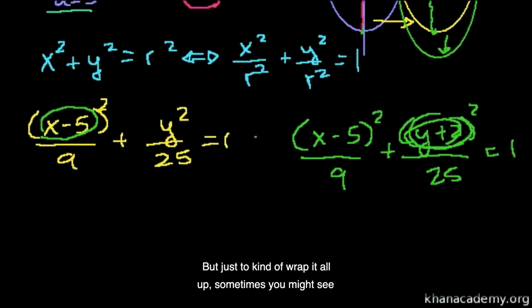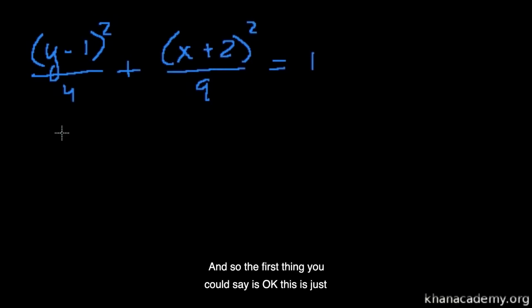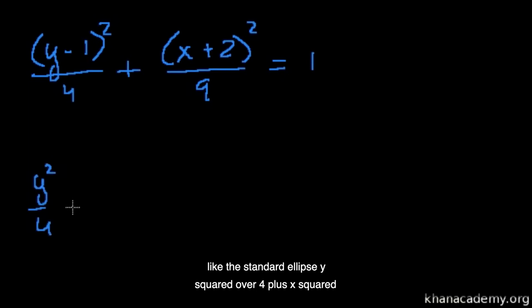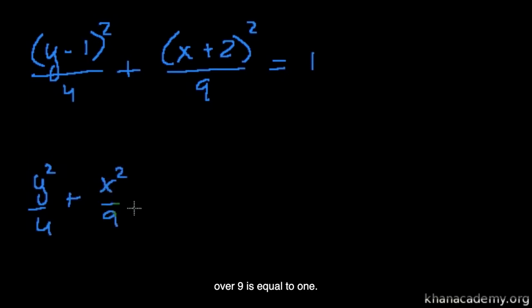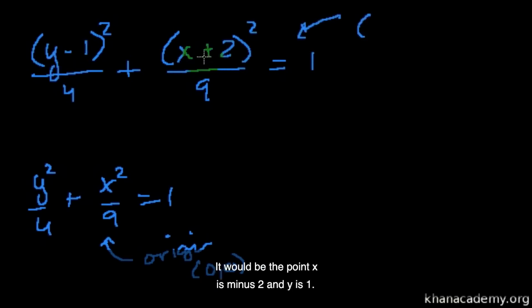But just to kind of wrap it all up, sometimes you might see something like, graph the following: y minus 1 squared over 4 plus x plus 2 squared over 9 is equal to 1. And so the first thing you could say is, okay, this is just like the standard ellipse, y squared over 4 plus x squared over 9 is equal to 1. It's just like this, but it's shifted over, right? This one's origin is 0, 0, while this one's origin would be what? It would be the point x is minus 2 and y is 1.